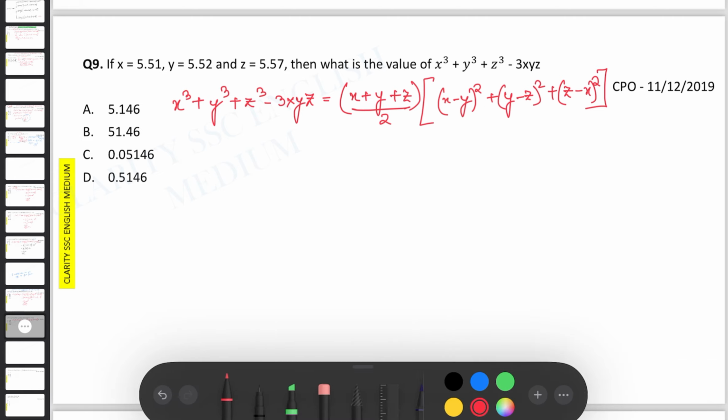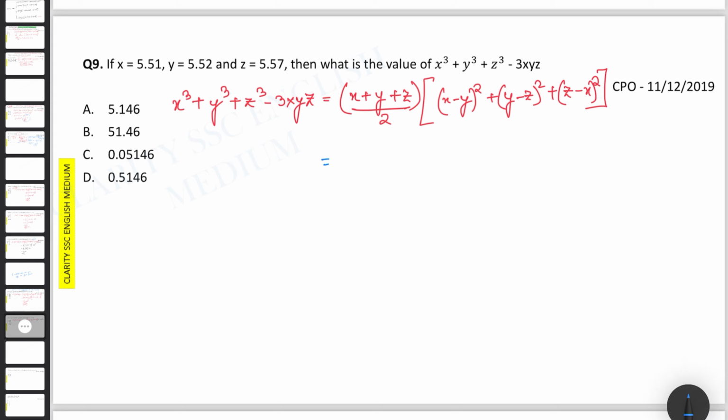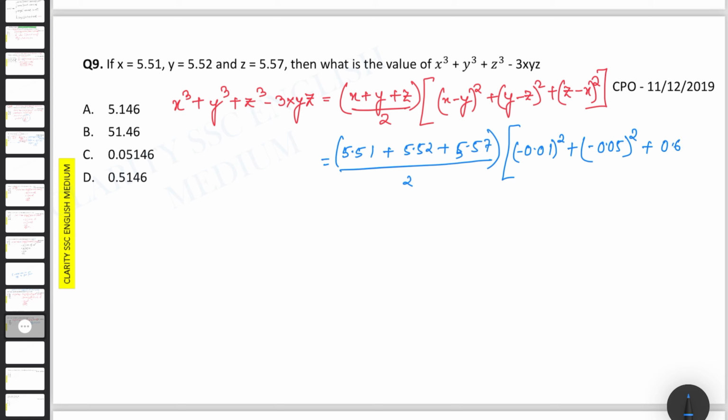And here, what is the value of x plus y plus z? The value of x plus y plus z is 5.51 plus 5.52 plus 5.57 divided by 2. Here the value will be 0.01 square plus minus 0.05 whole square plus 0.06 square.